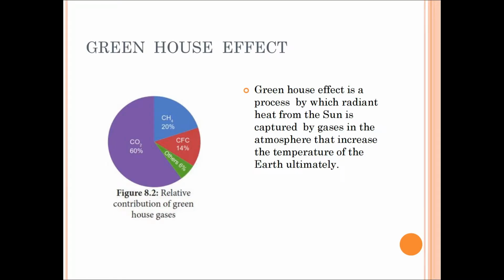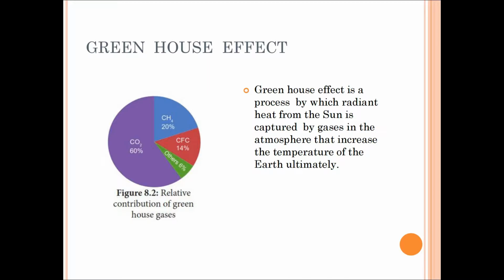Greenhouse effect is a process in which the sun's radiation, heat from the sun, is captured by the gases in the atmosphere. This ultimately increases the temperature of the earth. The greenhouse gases are emitted by various human activities on earth.